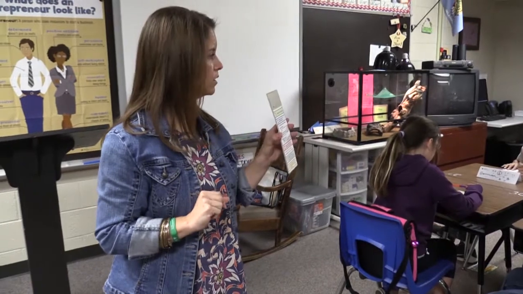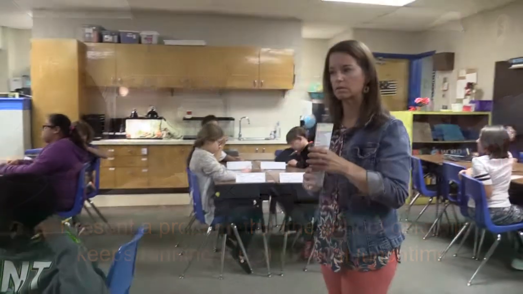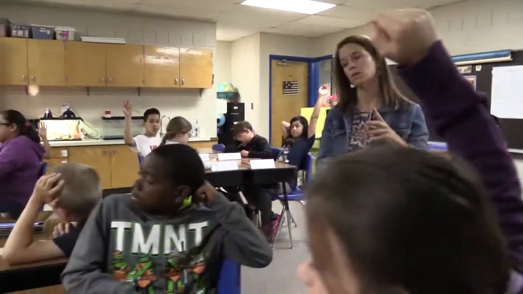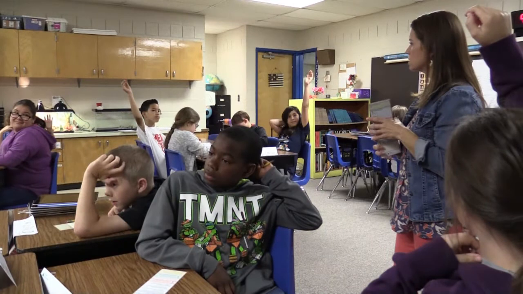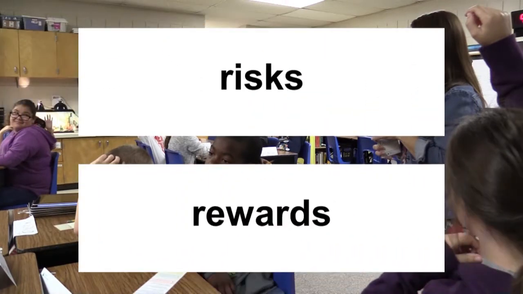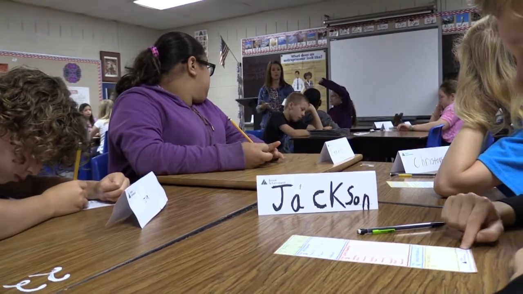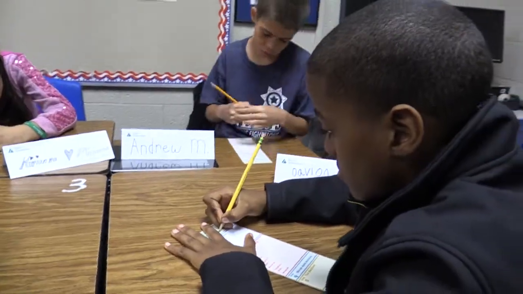First, give them a quick example of the steps they'll do together. Present a problem: the school cafeteria keeps running out of forks at lunchtime. Next, solicit brainstorm options of 3 possible solutions to fix the problem. Use the vocabulary cards to discuss the risks and rewards of each solution. Provide examples of each. After you list the risks and rewards, you will weigh each choice and come up with a decision, writing your notes and final decision on the bookmark.